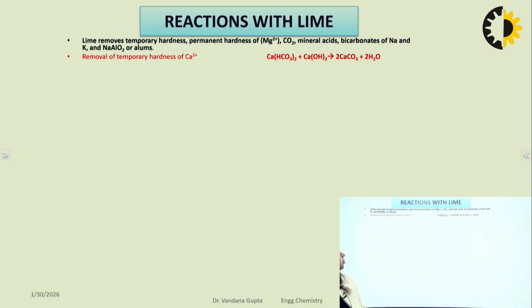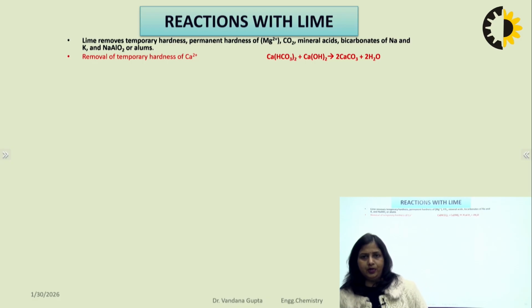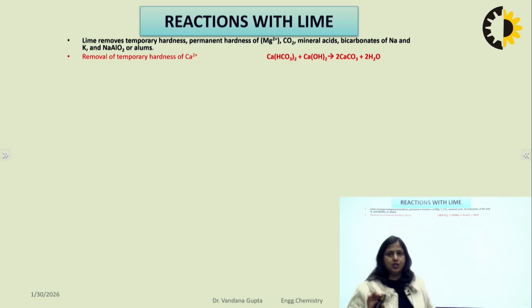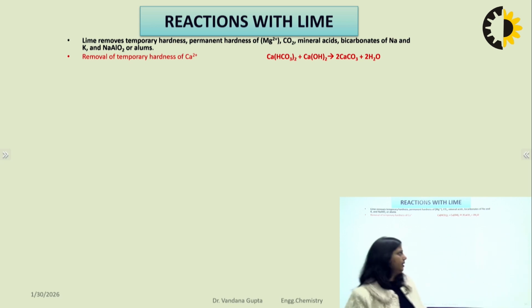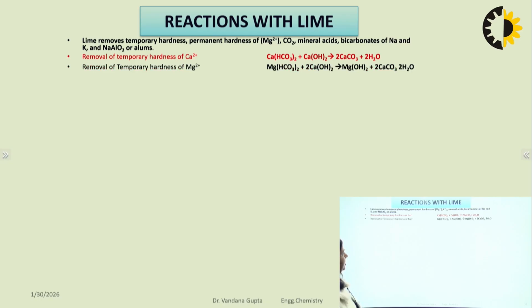Lime can remove temporary hardness of calcium. There is only one salt which can cause temporary hardness of calcium, that is calcium bicarbonate. If the water contains calcium bicarbonate, then calcium bicarbonate reacts with lime and forms calcium carbonate. Calcium carbonate is insoluble in water, so lime can remove calcium carbonate easily. And second, lime can remove temporary hardness of magnesium.